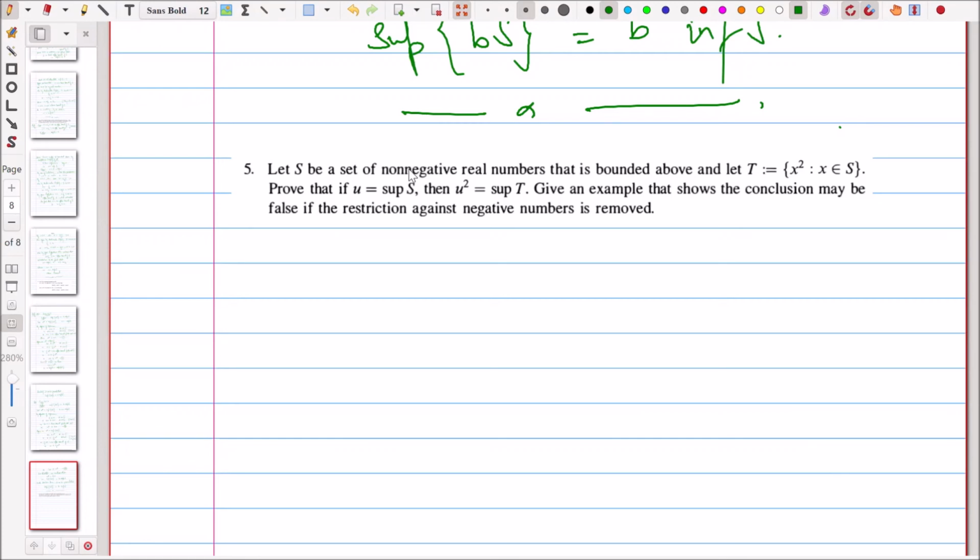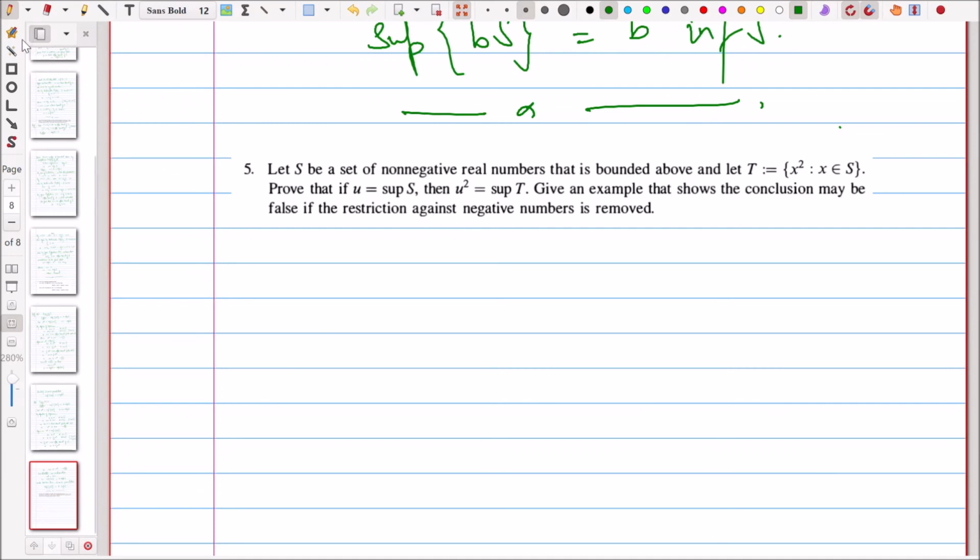And we take T to be the set of all the squares of elements of S. We have to show that if U is equal to supremum of S, then U square is equal to supremum of T. And then we have to give an example that shows the conclusion may be false if the restriction against negative numbers is removed. That is, if we take negative numbers in S, then this result may fail to hold.